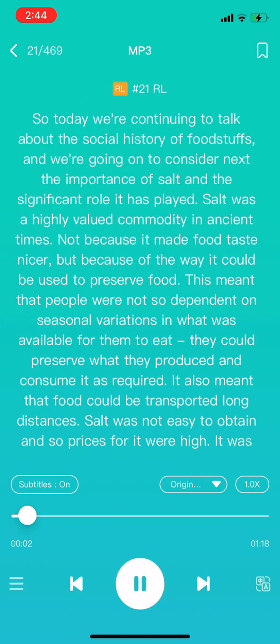So today we're continuing to talk about the social history of foodstuffs, and we're going on to consider next the importance of salt and the significant role it has played. Salt was a highly valued commodity in ancient times, not because it made food taste nicer, but because of the way it could be used to preserve food. This meant that people were not so dependent on seasonal variations in what was available for them to eat. They could preserve what they produced and consume it as required.